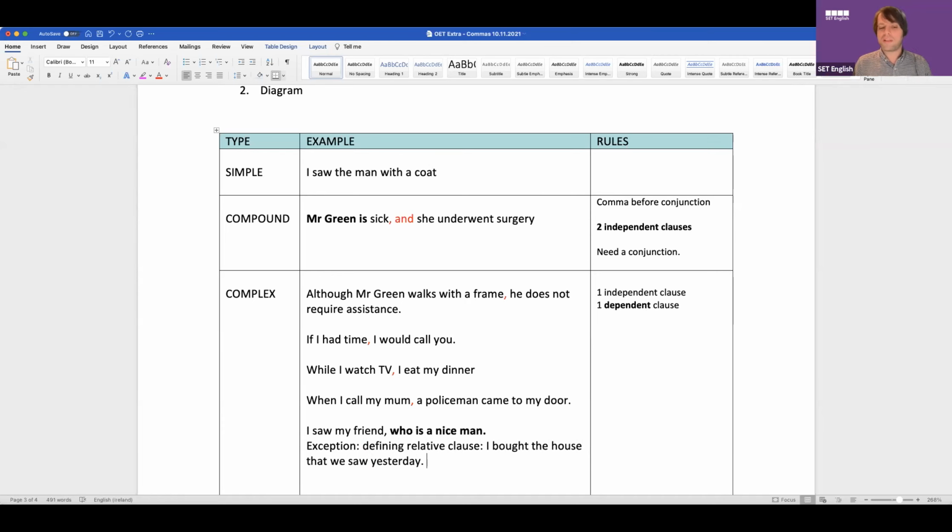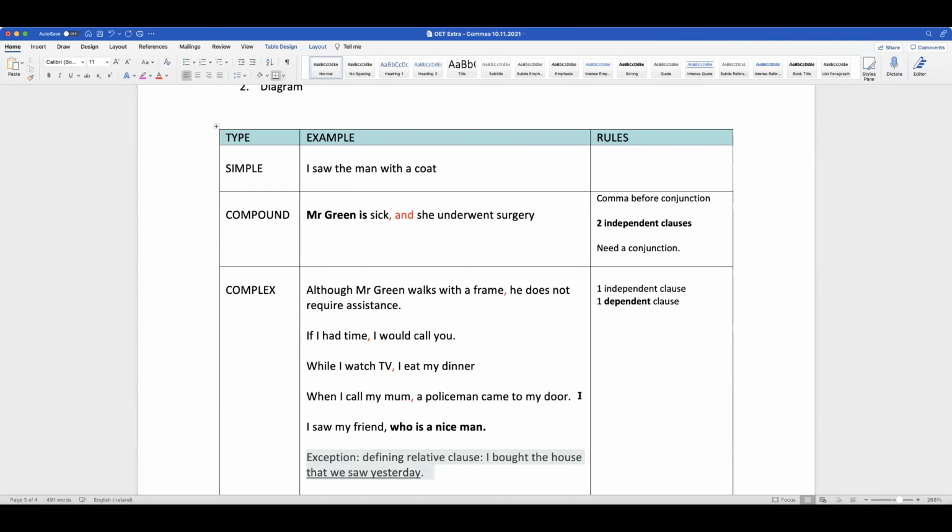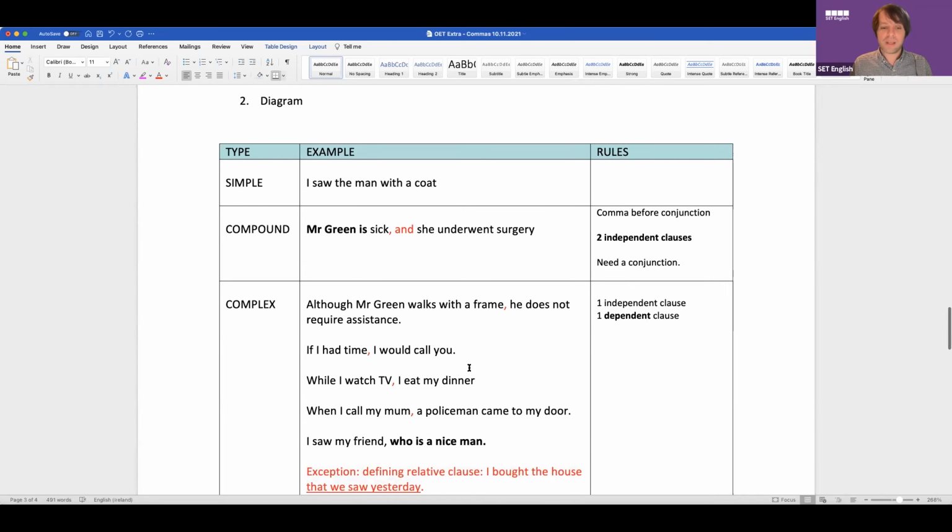Paul will talk more about this in the grammar, okay? But we don't need commas for that. Can anyone tell me why I don't need a comma here? Because this defines the main clause. It's essential information, okay? But again, we don't really need that today. We're not focusing on that today. We're just focused on this idea. Is everyone clear on this?